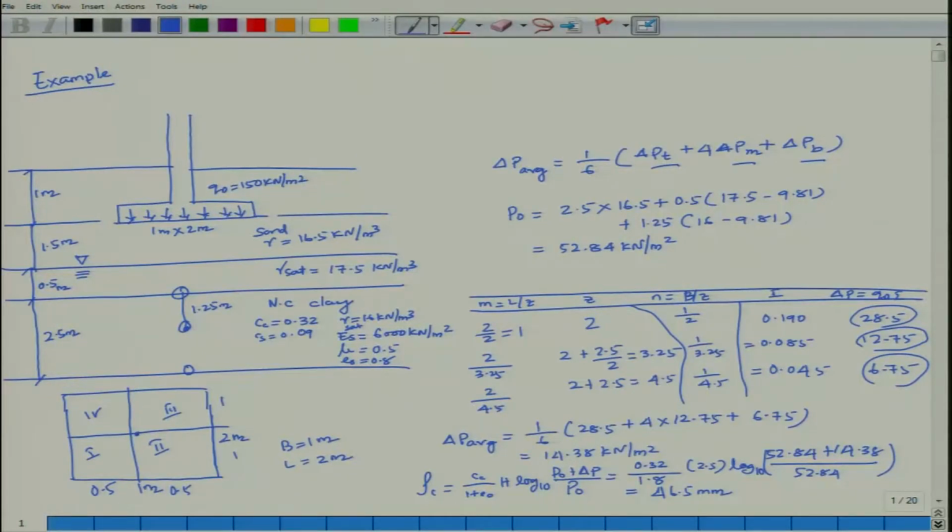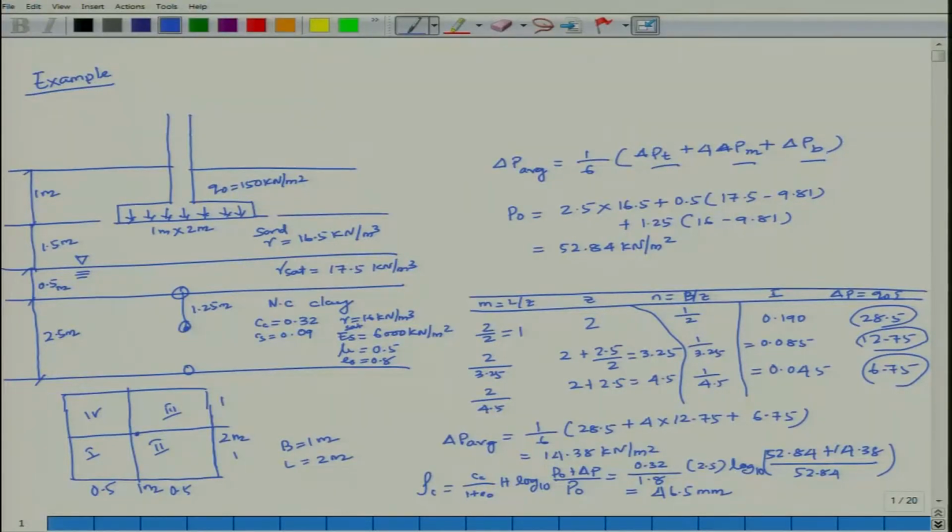So in this example that I have solved, many times, maybe in an examination, you will be asked to find the consolidation settlement of a normally consolidated clay where the footing is any shape. It may be square, rectangular, or circular. So basically you have to find P0. If it is a normally consolidated clay, delta P average is 1/6 of this.